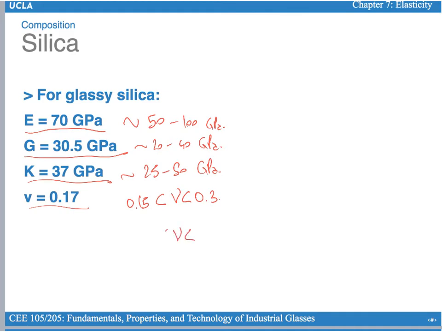The maximum and minimum theoretical values for the Poisson's ratio. There are some exceptions, but usually the Poisson's ratio is always positive, so it's larger than 0. But Poisson's ratio always has to be lower than 0.5. Usually glasses never reach a value of 0.5. They are usually at maximum around a Poisson's ratio of 0.3.